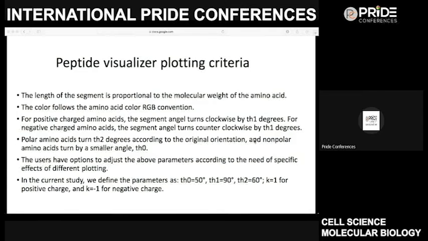The users have options to adjust the above parameters according to the need of specific effects of different files. Currently, we define theta 0, theta 1, theta 2, and k to those constants on the screen. Just for clarification, k is the parameter to determine if we're rotating clockwise or counterclockwise, and k represents the charge, as I just said.